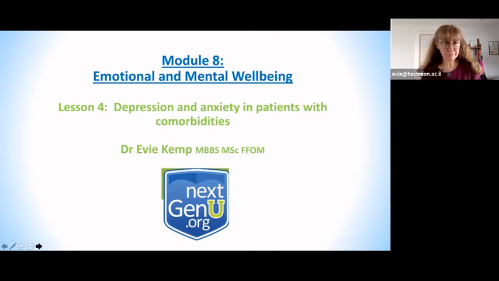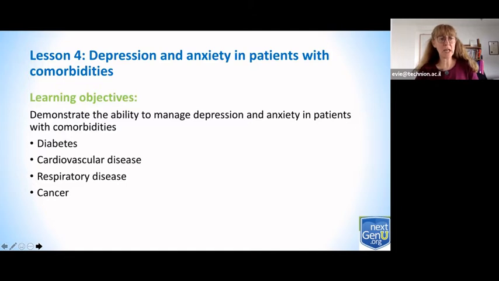So let's just have a look at our learning objectives. We want to demonstrate the ability to manage depression and anxiety in patients with comorbidities, and we're particularly going to look at diabetes, cardiovascular disease, respiratory disease, and cancer.